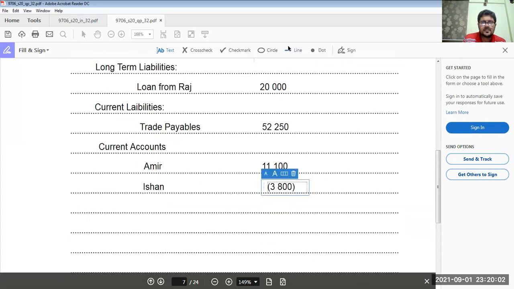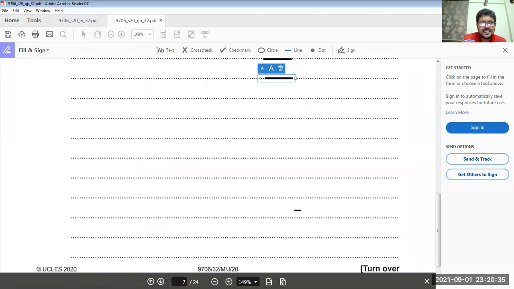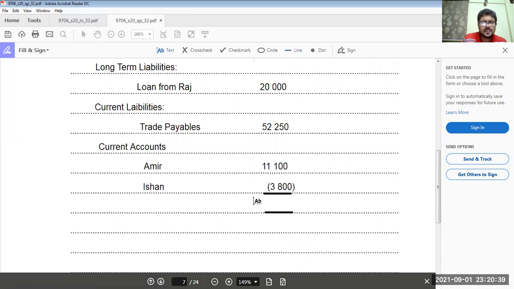If you get a total over here, it's the same. 277,500 plus 195,000 plus 57,500 plus 20,000 plus 52,050 plus 11,100 minus 6,800. The answer is 629,550. Yes. Done. Got it?